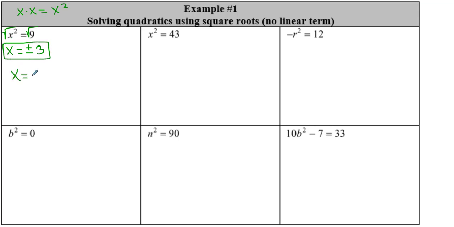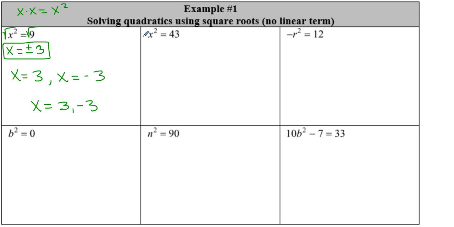Or you could say x is equal to positive 3 and x is equal to negative 3. Or even if you wanted to, you could say x is equal to 3 and negative 3. Any one of these will be fine. This is preferred. It just looks fancier, and we like doing fancy stuff in Mr. Martin's math class. All right, this next one, we got x squared equals 43.